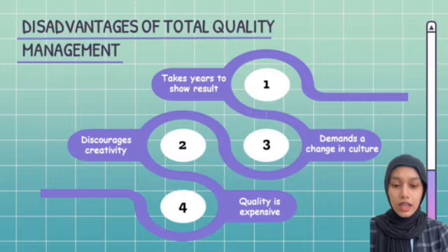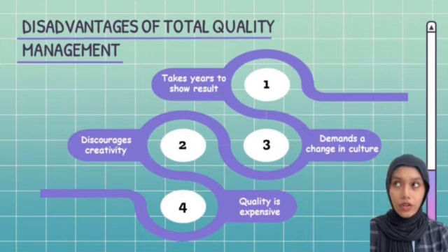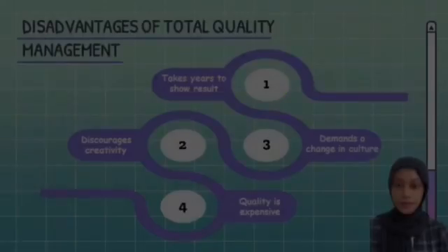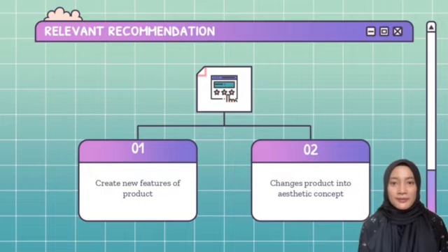Lastly, total quality management is expensive to implement. Implementation often comes with additional costs, training costs, infrastructure costs, and consultant fees. Total quality management is not suitable for a very small company because its cost far surpasses its financial gain. So I will continue with recommendation.